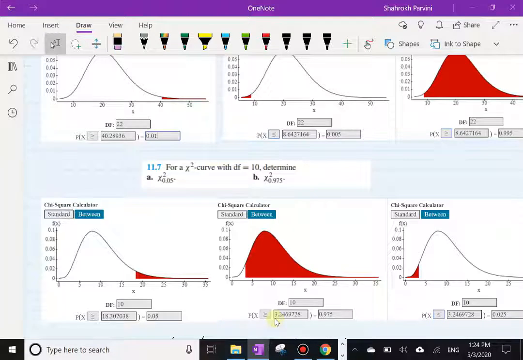So I put 10 degrees of freedom, 0.5 to the right. That's the answer. And if I want in part B to do 0.975 to the right, you can just type 0.975 greater than, to the right, which means the same as 0.025 to the left, less than. And again, you get the same scores. So those are the answers to this exercise.